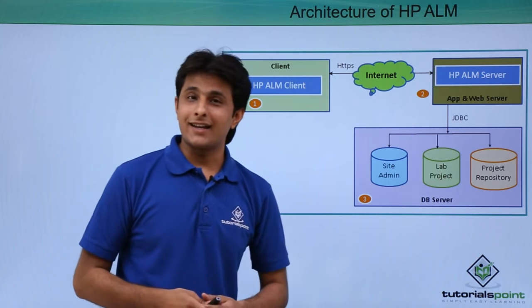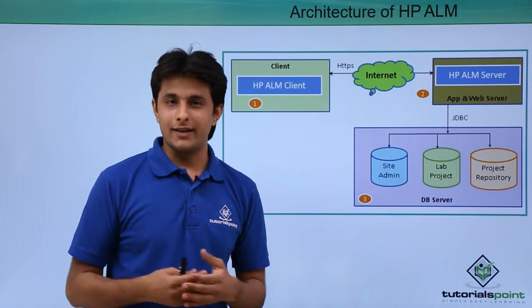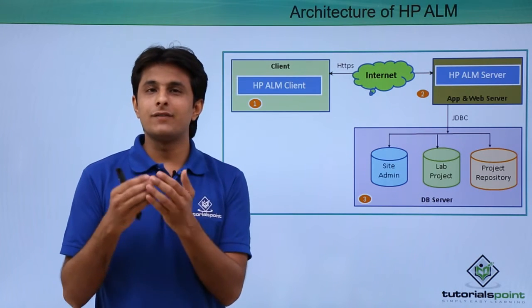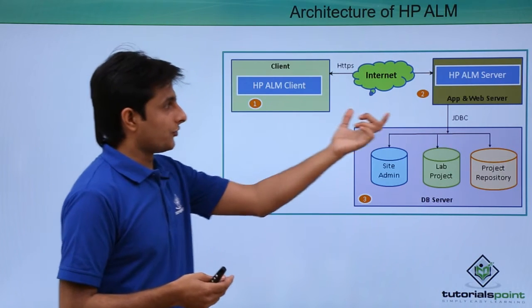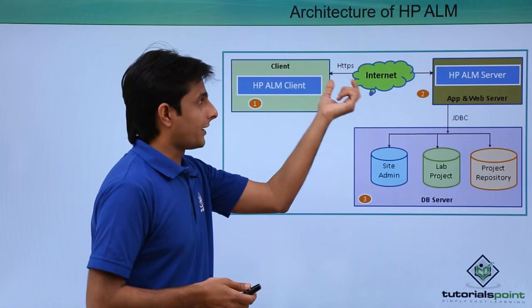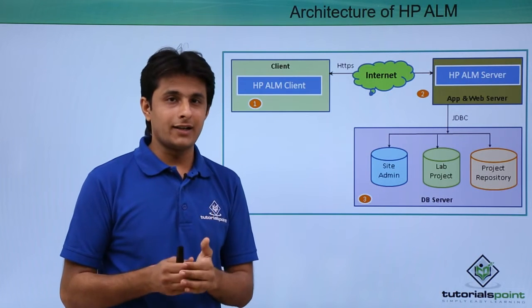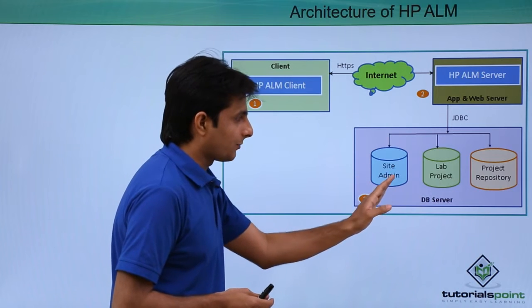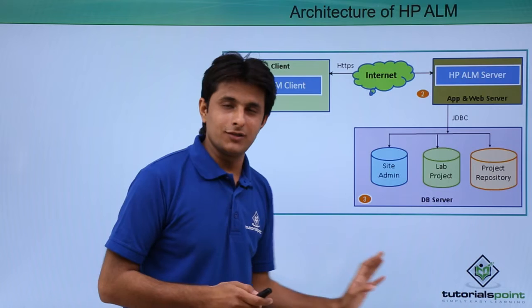Now let's see the architecture of HP ALM. HP ALM works on a client-server architecture. First you need to install a server at your location, and then you can give the login ID and password to everybody who works on a client machine. If you see, that's a server machine and that's a client machine. They are connected by the HTTPS protocol over the internet. Now to manage all the databases related to HP ALM, we need a database server. It manages the site admin, lab project and the project repository. So that is the architecture for HP ALM.